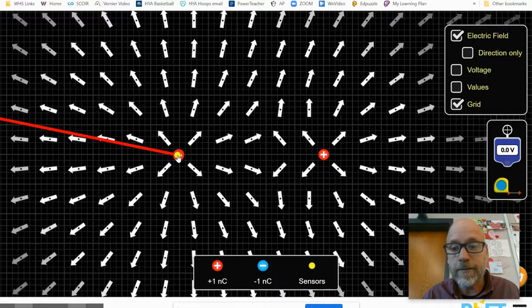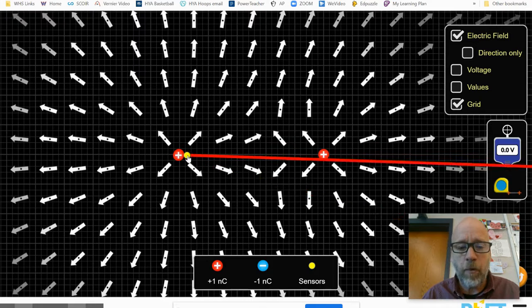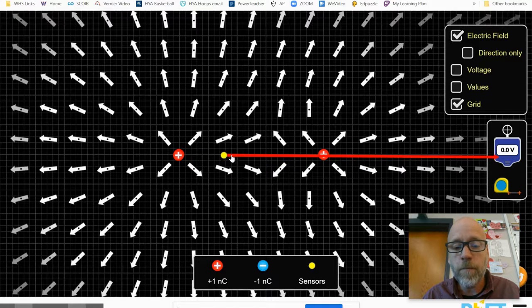Oh, gosh. Let's move past that point. And now it pushes away. And it's much larger because it's closer. But then as we move in between the two charges, it's going to get smaller and smaller. And at some point, reaches 0.